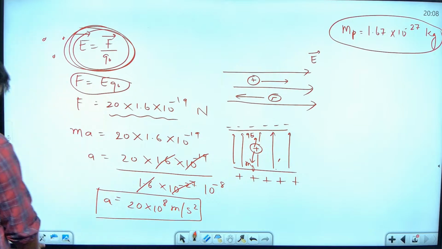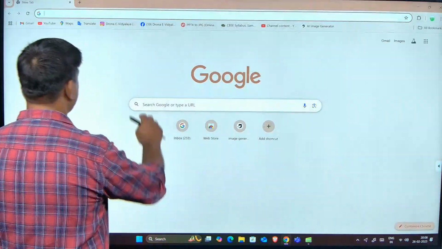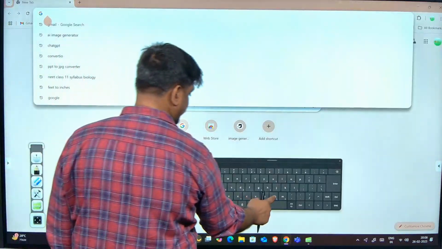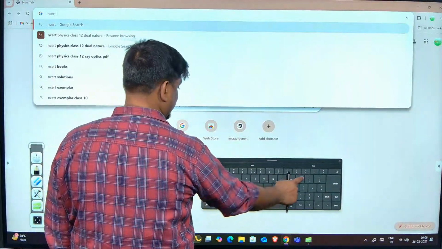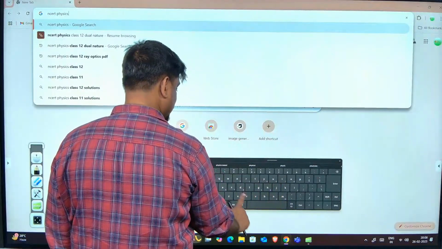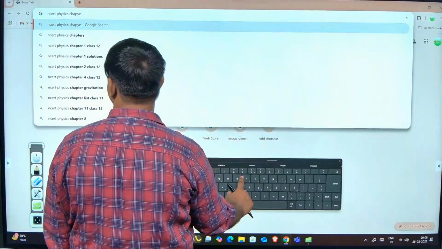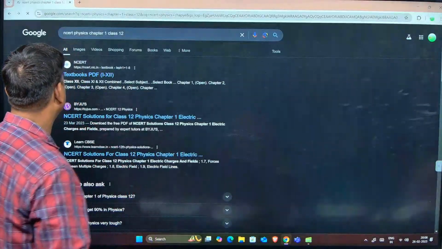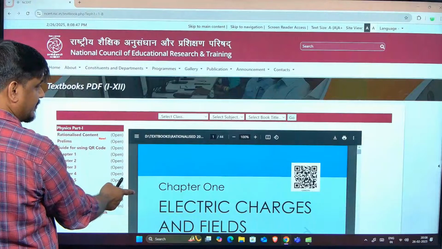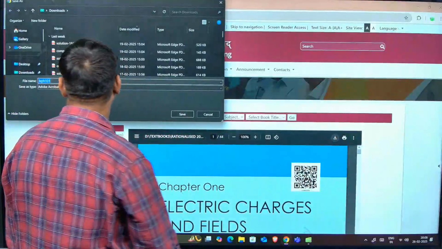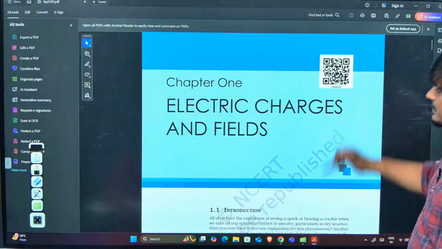Don't worry. On the internet we can get it, no? NCERT Physics Chapter 1 Class 12 textbook. The book came. Let me download it. Let me open. Yes, the book opened.